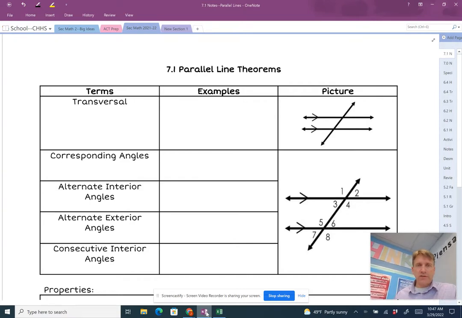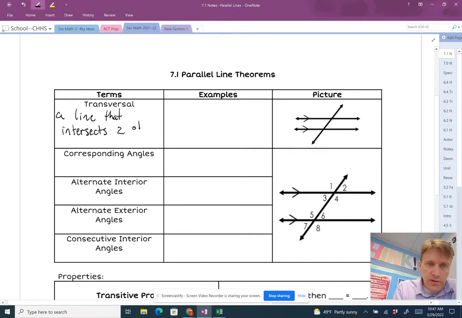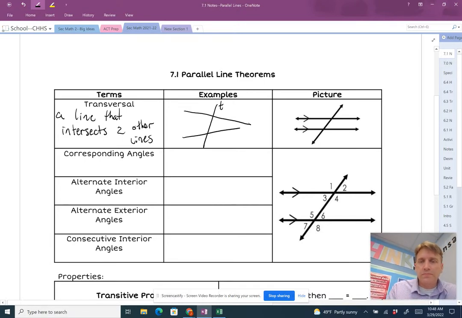First of all, a transversal is a line that intersects or crosses two other lines. So you might see an example like that. This we might call T, that transversal, that's that line that crosses these other two lines.